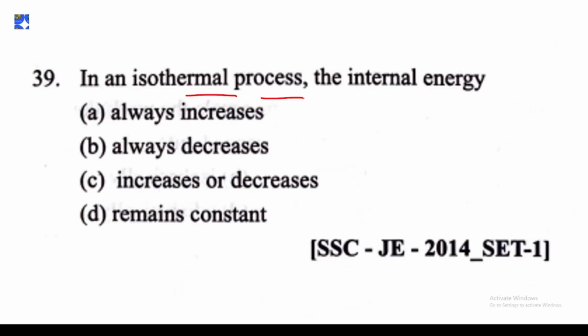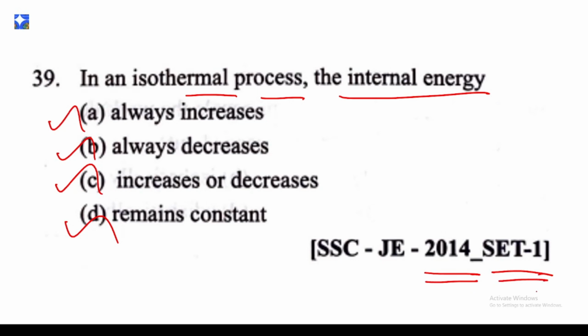In an isothermal process, what happens to the internal energy? Okay, so it's very simple. Option A always increases, option B always decreases, option C increases or decreases, option D remains constant. This question was also asked in the same year 2014, set 1.